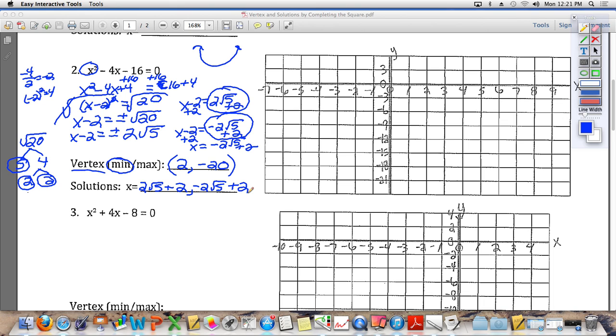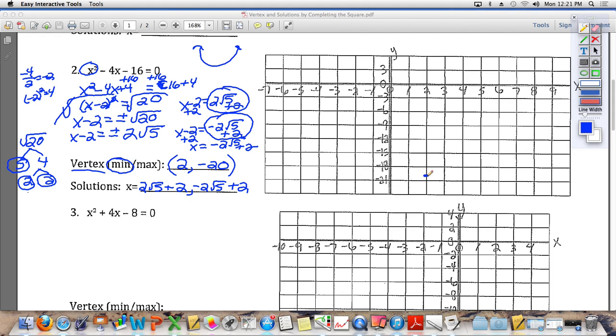But now we need to plot them. We need to plot these points and make our parabola. We have a vertex at 2, negative 20. So I go to the right 2, and then go down negative 20. So you go down here and you put a point at 2, negative 20.